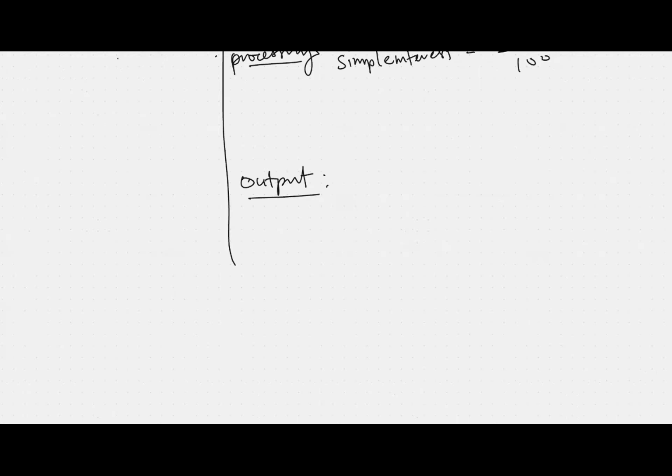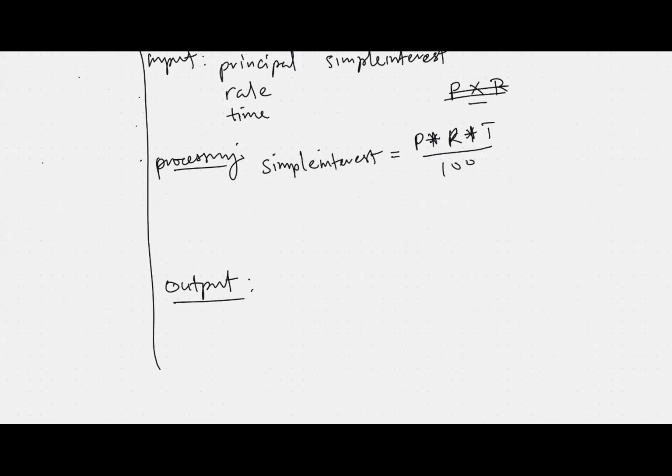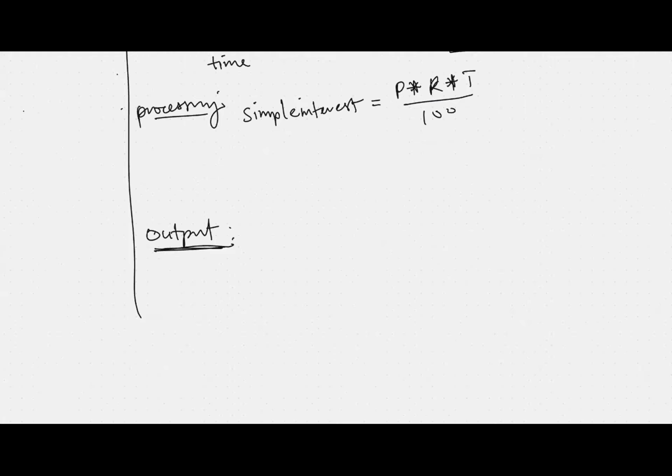Do you multiply them or you calculate them? What do you mean by you multiply them or calculate them? I'm asking for output. What do you show as successful output? You display the SI. You show the simple interest. That thing is written over here. Okay, so that's what you show as output.